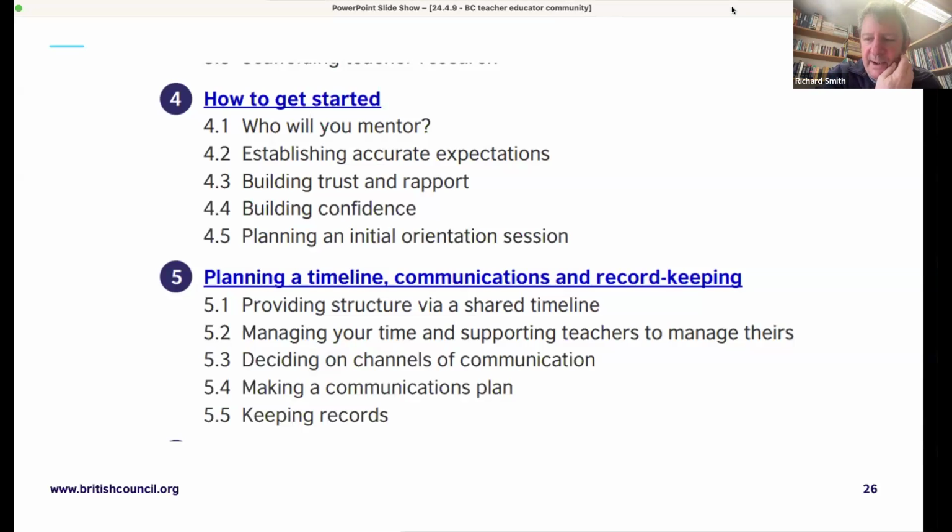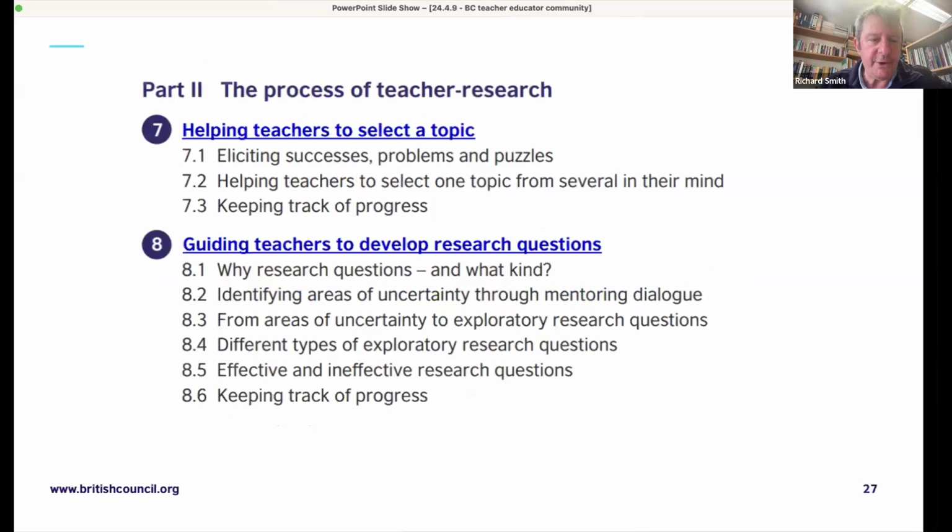Because the teachers in the project in India and Nepal, I was working with mentors, and each mentor had about 8 or 10, sometimes, teachers that they were working with. And keeping track was quite important. Of course, you don't have to work with so many teachers. You could just start by working with 1 or 2 teachers, perhaps. But still, you need to think about how you are going to keep in touch. What's your timeline going to be? What are your deadlines going to be?